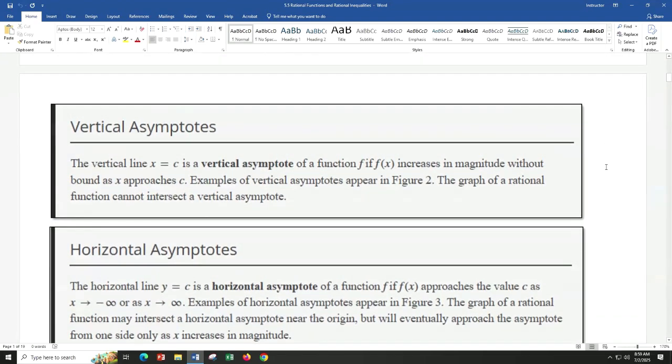Vertical asymptotes. The line x equals c is a vertical asymptote of the function f if f of x increases in magnitude without bound as x approaches c. Examples of this I'll show you shortly. The graph of a rational function cannot intersect a vertical asymptote.